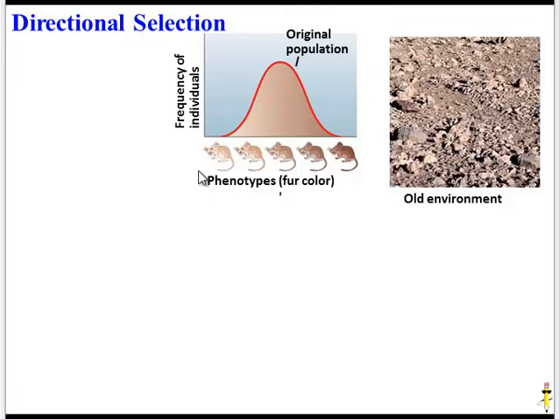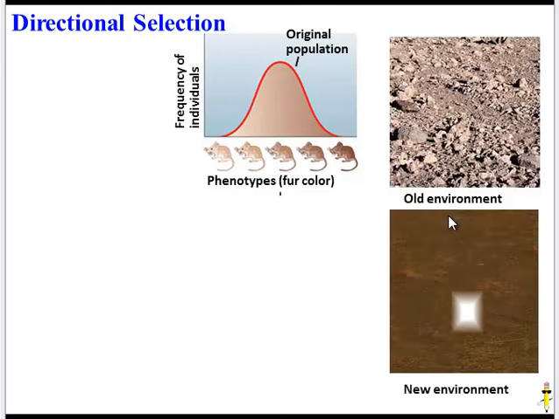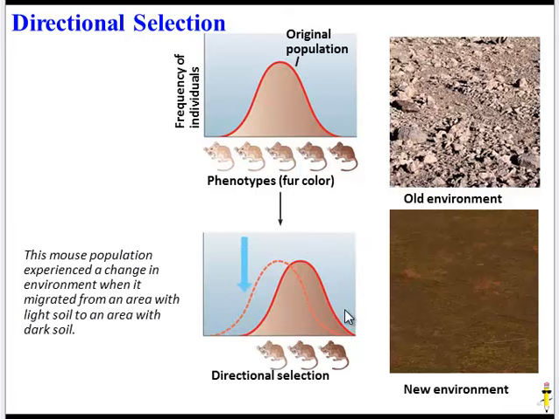A second type of natural selection is directional selection. Here's the situation. We're going to start off with the same variation in phenotype in our mouse population. But let's say here's the old environment, which looks like the intermediate colored mouse. Let's say the old environment changes dramatically. It's gotten much darker.